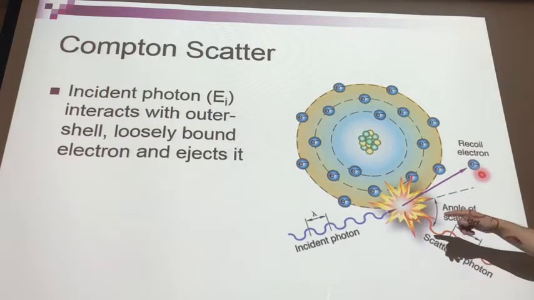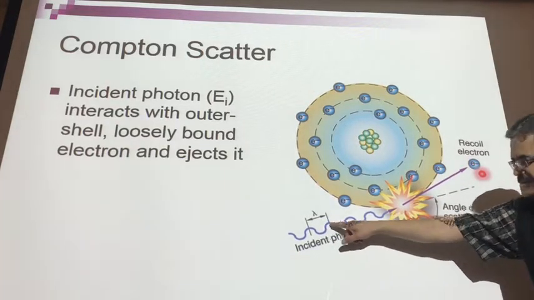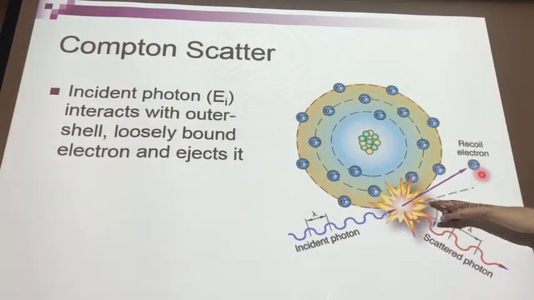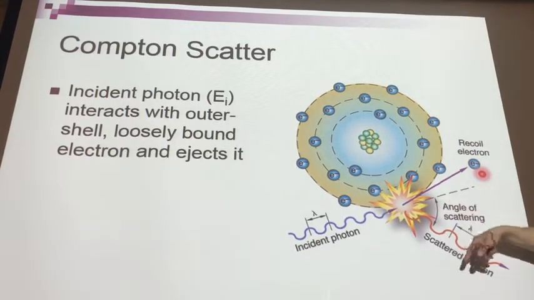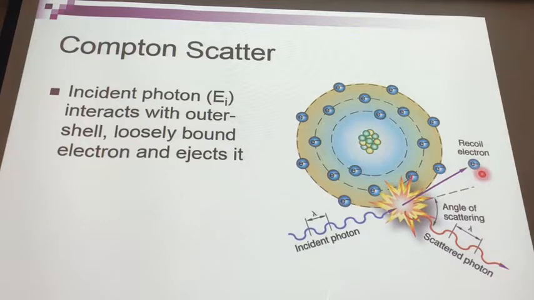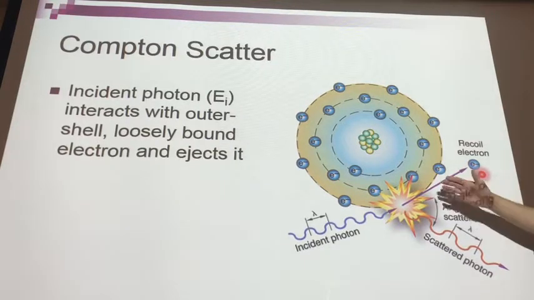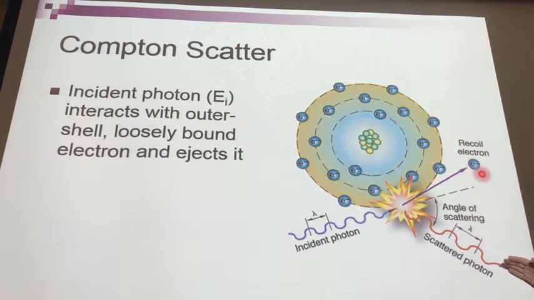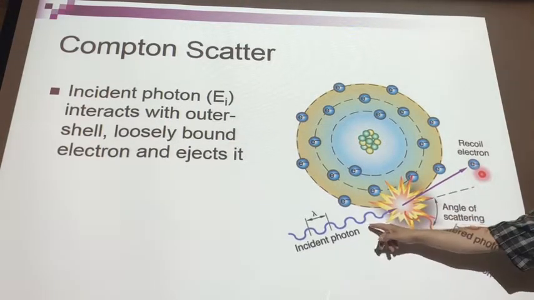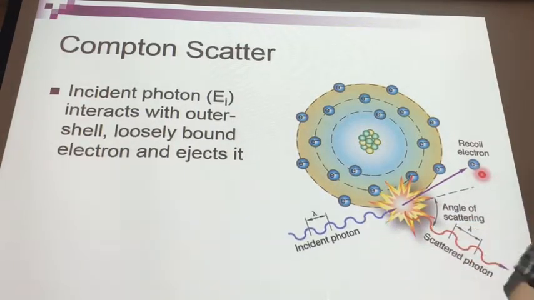So a couple of things. If you think about it, this is the incident photon, and this is the path that photon was following. And so when it goes out, you create an angle. It's called the angle of deflection or angle of scattering, where the photon now goes out with less energy than the original energy. Okay, there are a few more things.